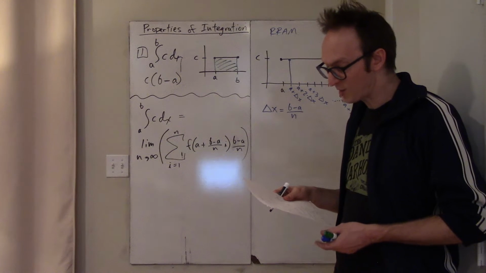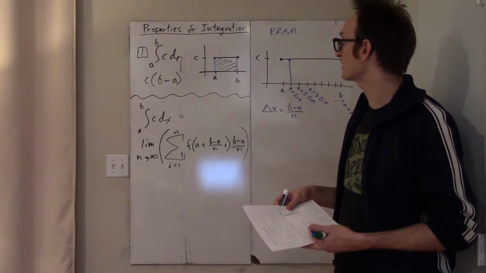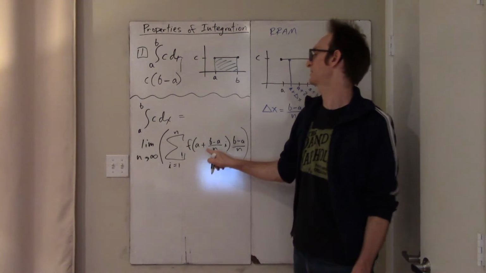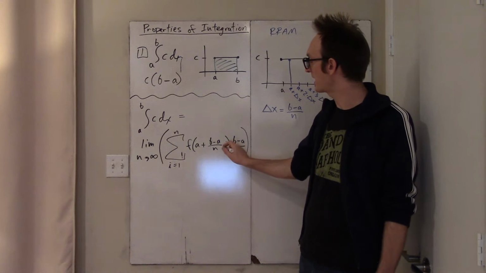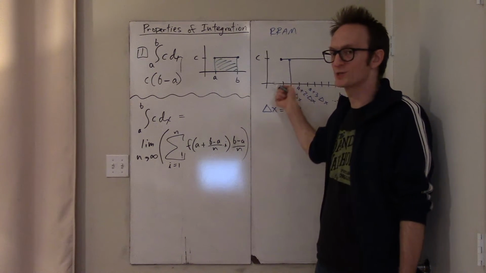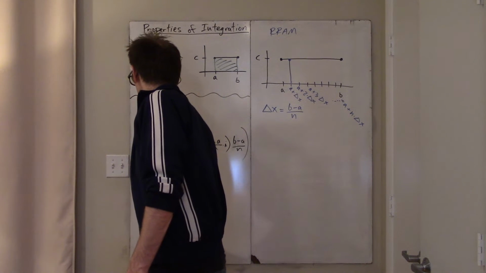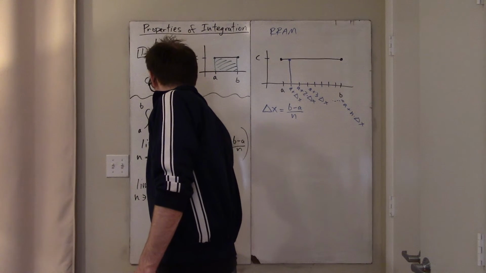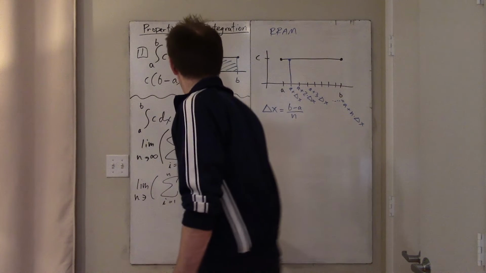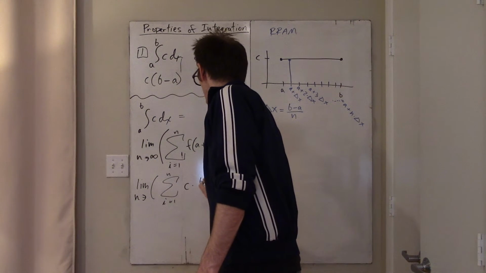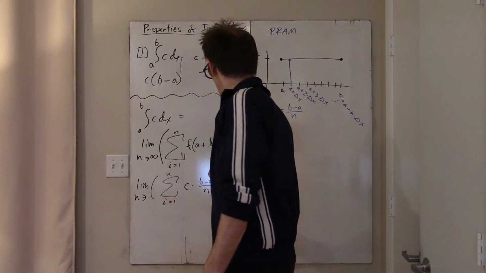All right, well, having done all that, I hope we agree that this is a little bit silly, because what is f of a plus b minus a over n times i? Well, it's just a constant function, so f of anything is just going to be c. So this becomes the limit as n goes to infinity of the sum from i equals 1 to n of, well, just c times b minus a over n.